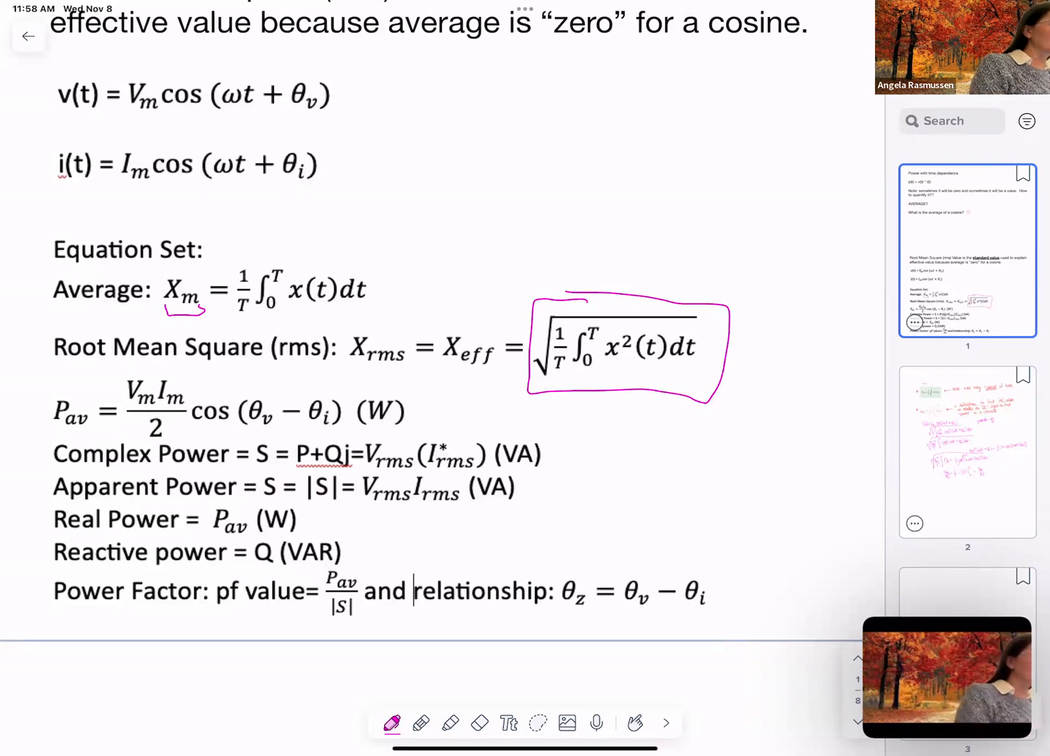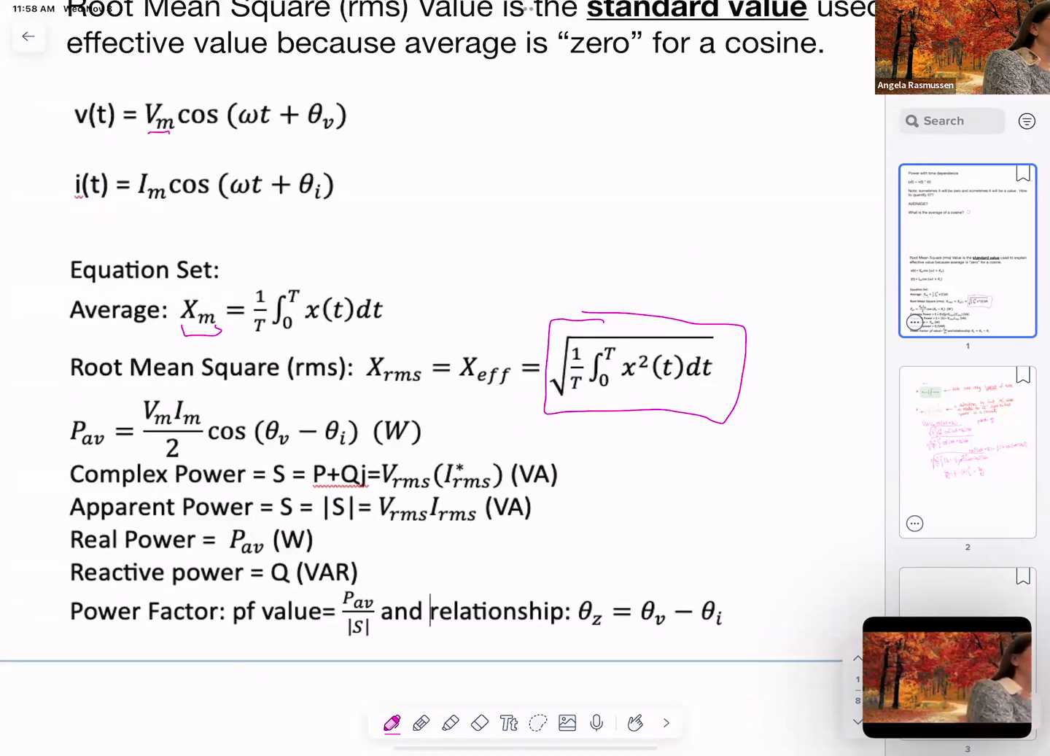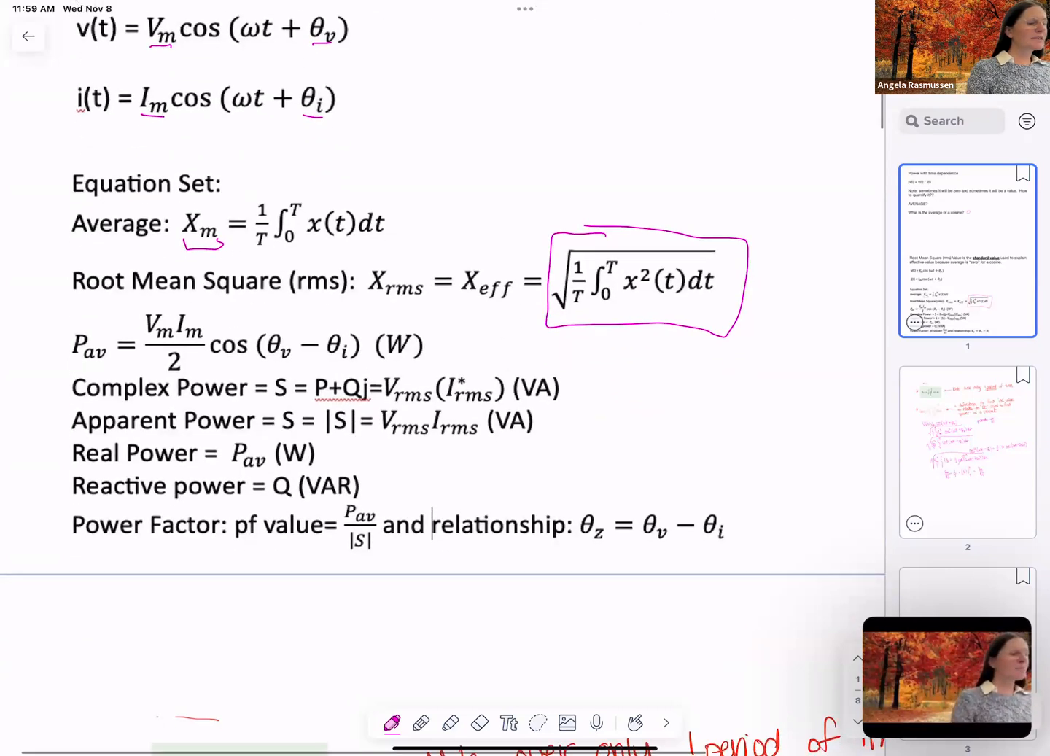Average power is going to be the amplitude of voltage and current over 2, and then cosine of the difference between the shift in the voltage and the shift in the current. Complex power is in rectangular form.